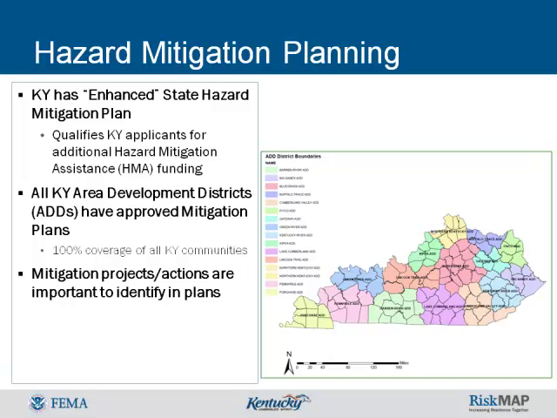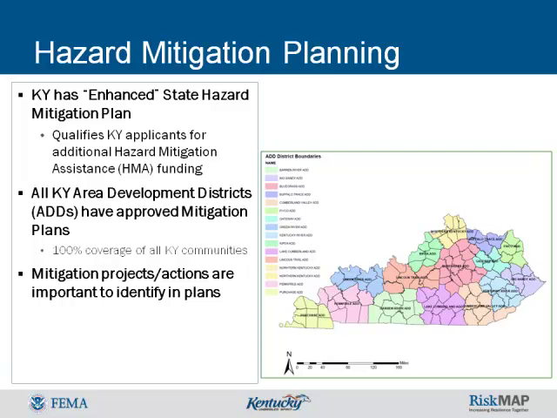In addition, states can develop enhanced state hazard mitigation plans that go beyond the minimum requirements and qualify states for additional hazard mitigation grant funding. Kentucky has an enhanced state hazard mitigation plan that qualifies Kentucky applicants for additional hazard mitigation assistance, or HMA, funding. Local hazard mitigation plans are generally developed by the Kentucky Area Development Districts, or ADDs. All of the Kentucky Area Development Districts have approved mitigation plans or are working on updates. These efforts result in 100% coverage of all Kentucky communities.